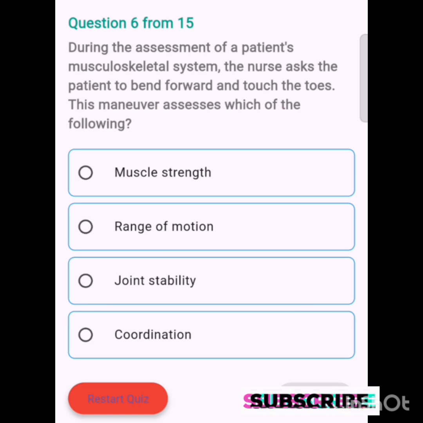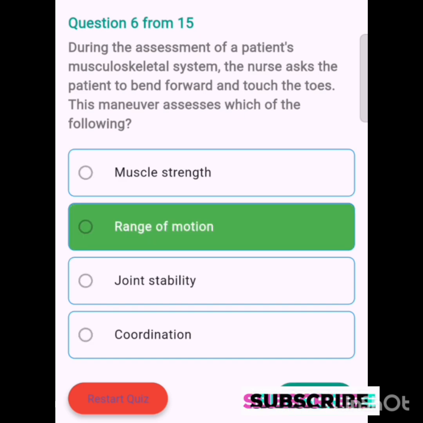Question number 6. During the assessment of a patient's musculoskeletal system, the nurse asked the patient to bend forward and touch the toes. This maneuver assesses which of the following: muscle strength, range of motion, joint stability, coordination. The correct option is range of motion because asking the patient to bend forward and touch the toes assesses the range of motion of the spine and lower back.